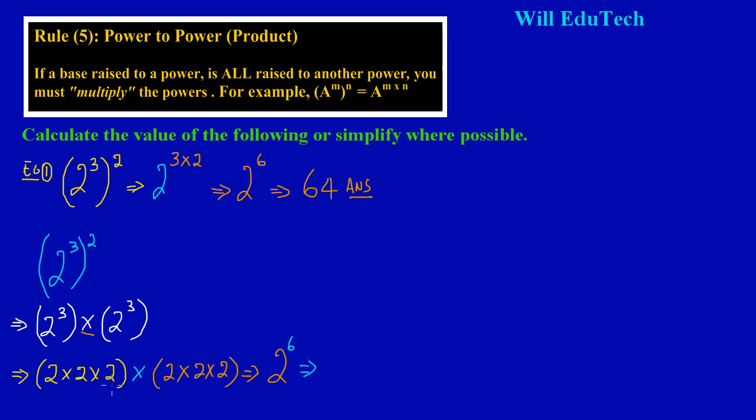4 times 2, this would be 8. 8 times 2, that would be 16. 16 times 2, that would be 32. And 32 times 2, that would be 64. Okay, so that's the same as 2 to the 6, and that would be our answer, 64.